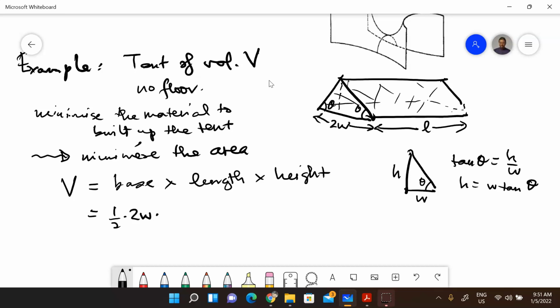Sorry, I was confused with the height now. Okay, the length is times L, and then the height is what we have just worked out, it's W tangent theta. Okay, so let's simplify that. That gives you W squared L tangent theta.